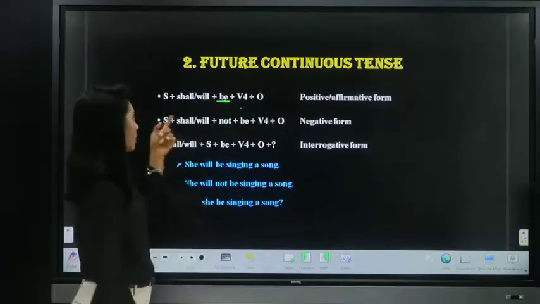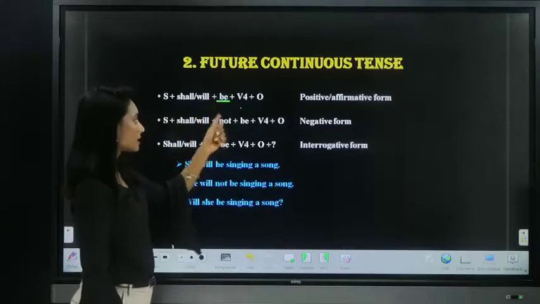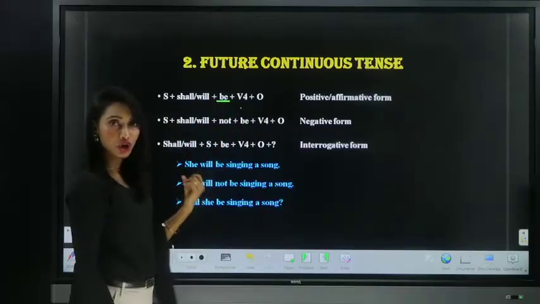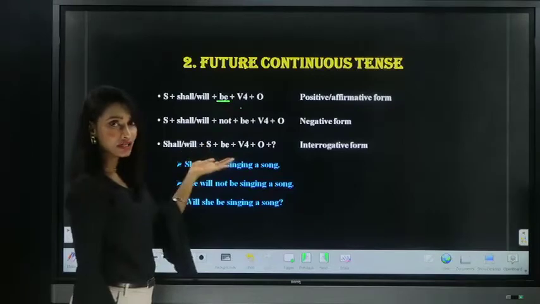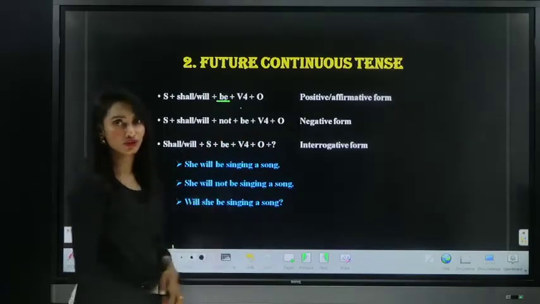Now negative form. Subject plus shall or will plus not plus be plus V4 plus object. So not should be added to the auxiliary will or shall. Next interrogative. Shall or will plus subject plus be plus V4 plus object plus question mark.